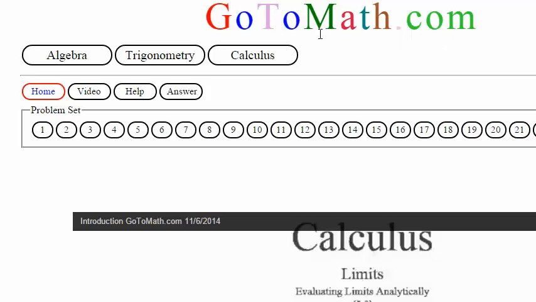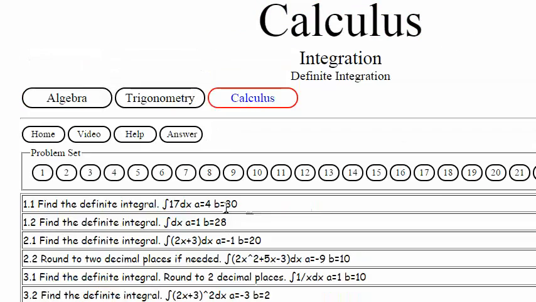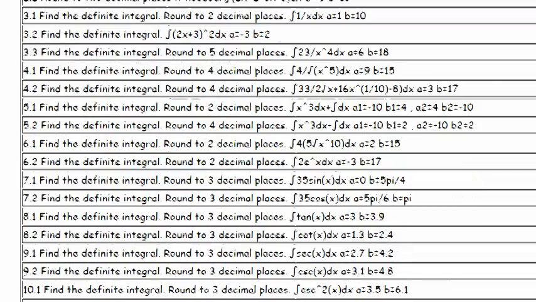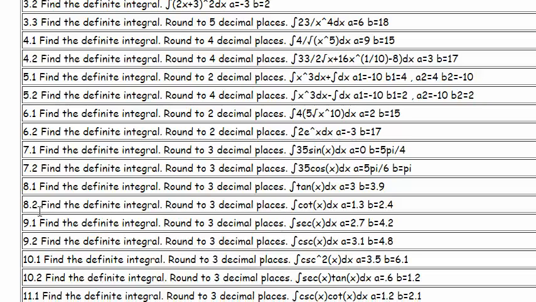We're at gotomath.com. Click on calculus. Let's go to definite integration. And I've already forgotten what I'm doing here. Oh, am I doing 8.1? Seems like that's what I typed in. Hold on. Yes, 8.1.